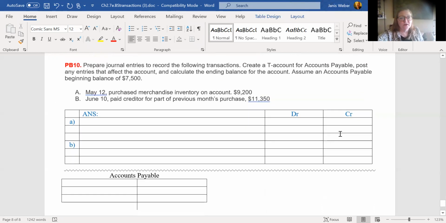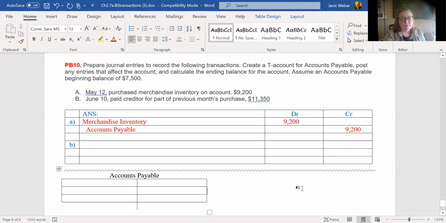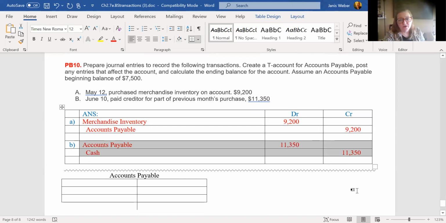One more. This is the last one for this one. We're going to do these journal entries that record merchandise purchase, debit the merchandise account, credit accounts payable. Then we're going to record paying part of that balance. So a lot of these are the same entries that we made earlier. 11,350. Not some of that balance, some of a lot of balances, I guess, from other creditors too.